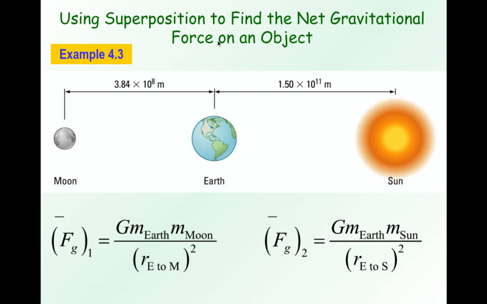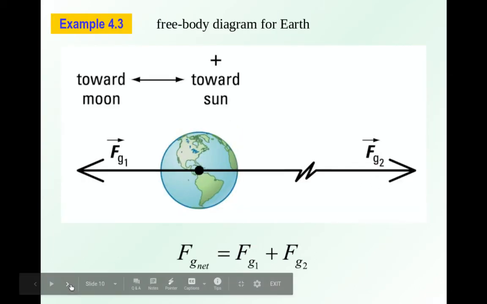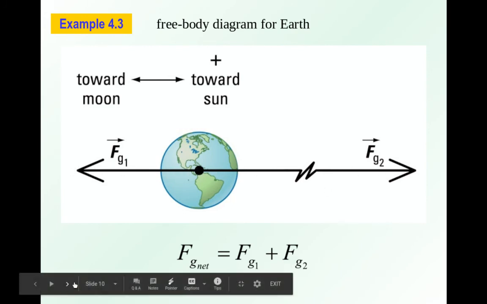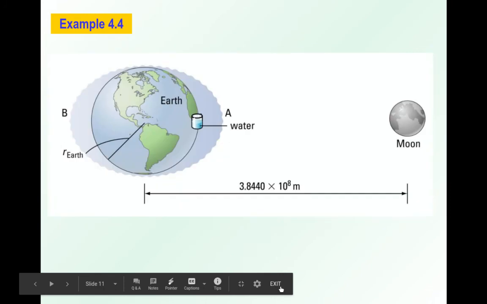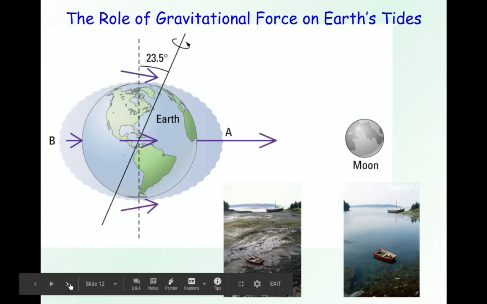Okay, using superposition to find the net gravitational force on the Earth. Again, this is in your textbook on page 209, which shows you how to solve these problems. You can go through that on that page. Make sure for any of these, it helps to draw a free body diagram and realize they're going in different directions. So you have to have one negative, one positive, however you want to do that. This next example is on page 212. You can go through that.